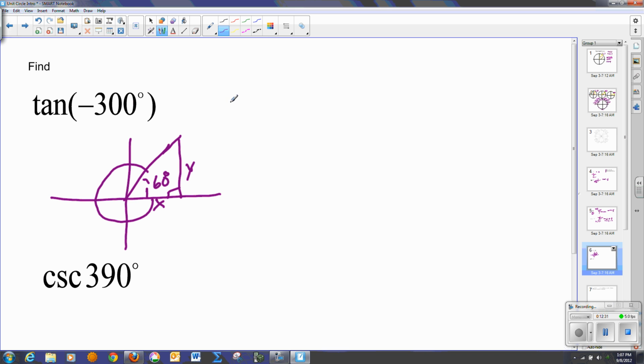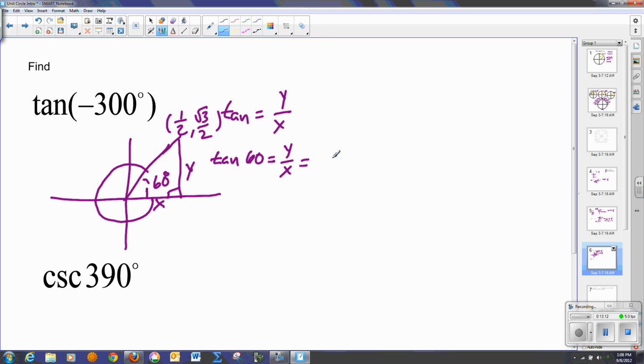Tangent is equal to the opposite, which in this case is y, over the adjacent, or x. And it just so happens that 60 degrees is coterminal with negative 300. So if I can find the tangent of 60, I'm good to go, because it's the same as the tangent of negative 300 degrees. So what I need is my x and y values at 60 degrees. I can do that. I know they are a half and root 3 over 2.